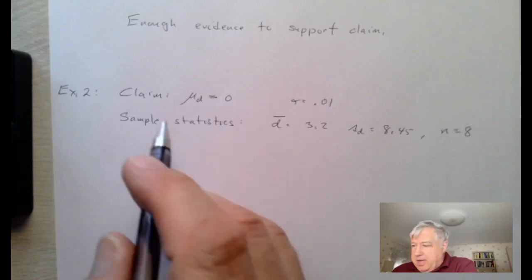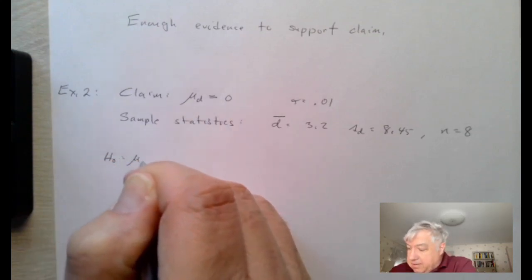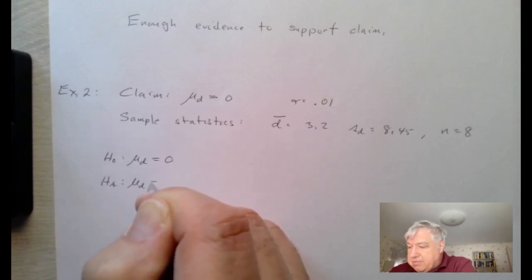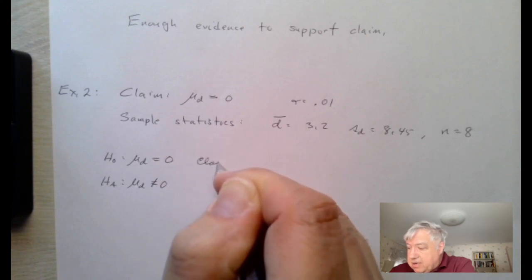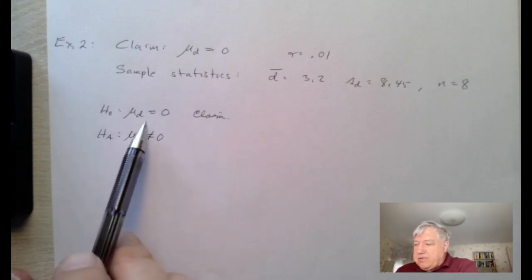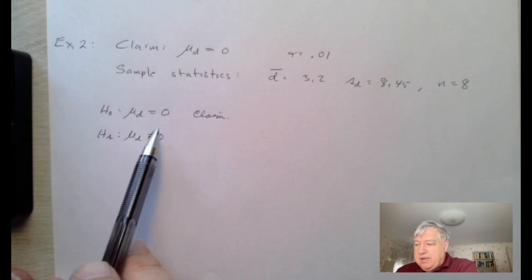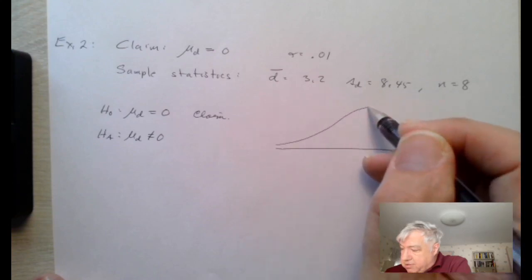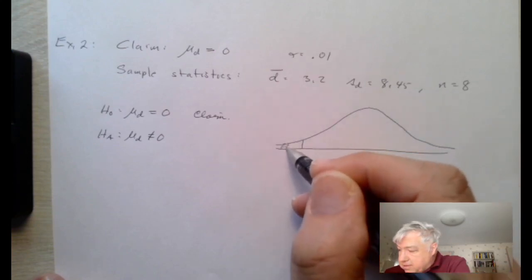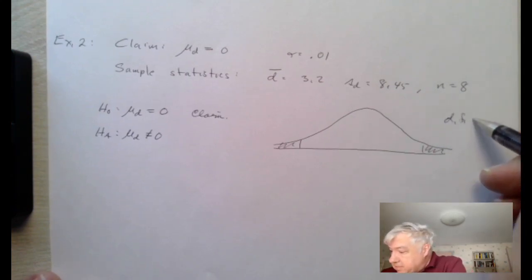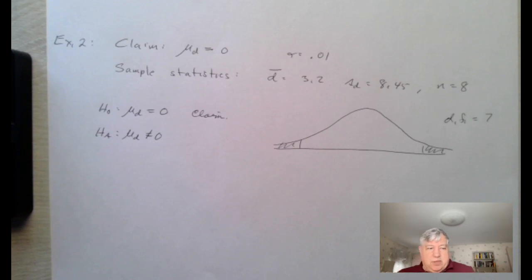Our claim has equality in it, so it's the null hypothesis. So our alternative hypothesis says mu sub d is not equal to 0. And the null hypothesis is the claim this time. We're assuming this to be true, so it could be that unlikely values of d bar could be positive or negative. So this is a two-tailed test. And the degrees of freedom is 7, one less than 8.